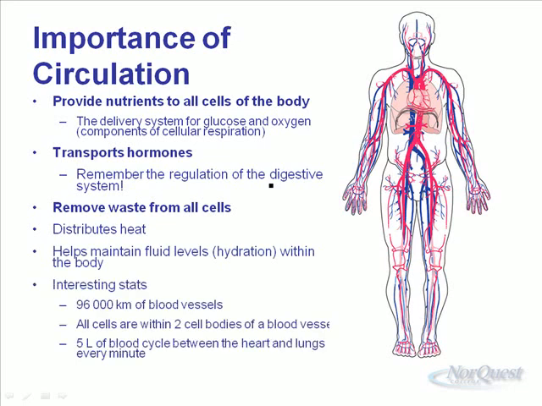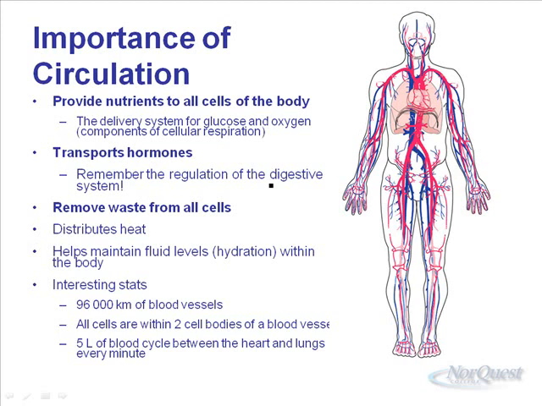Some interesting statistics. If you took every single blood vessel in your body and laid it end to end, you'd end up with a line that's 96,000 kilometers long. And the reason it's so big, you don't think it's that big because when you think of blood vessels, you think of your arteries and your veins and things you can see, but there's a whole bunch of microscopic vessels. It turns out that every cell in your body is within 2 cell bodies of a blood vessel. So of those trillions of cells you have, every one of them is within 2 cell bodies of blood supply.